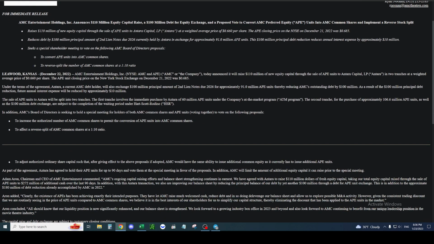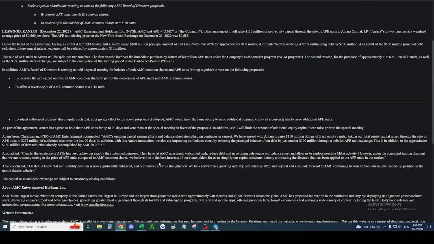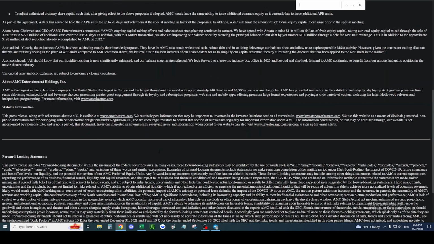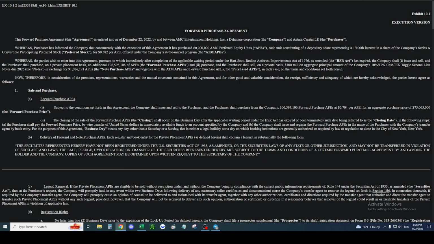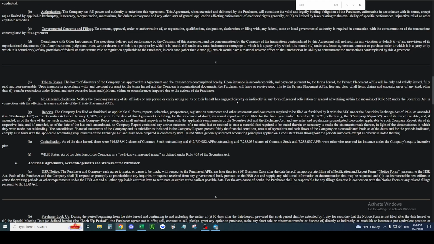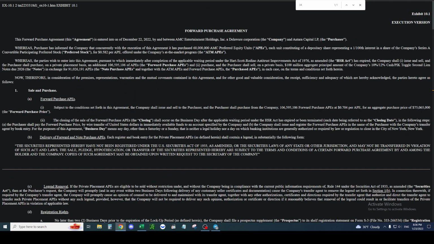Where is the exact figure? 34. No, is it not in that filing? Okay, so it should be here. 34.9. Oh, is it? Wow, it doesn't show it here either.